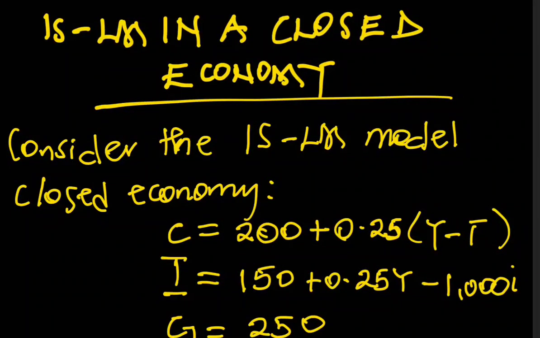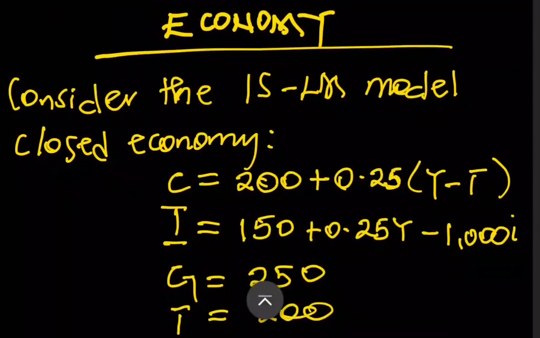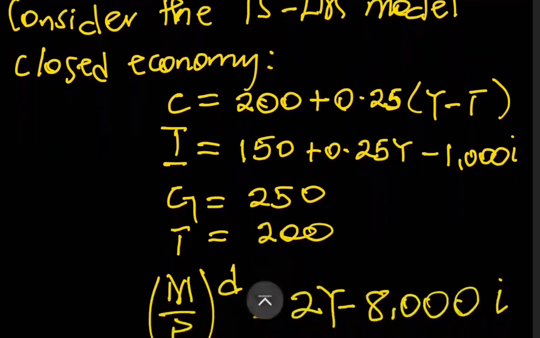Welcome to Solve Smart. In this video, we are going to solve a problem in economics, and it's about investment, savings and liquidity preference. So the question says, consider the IS-LM model closed economy, that is investment savings and liquidity preference closed economy.